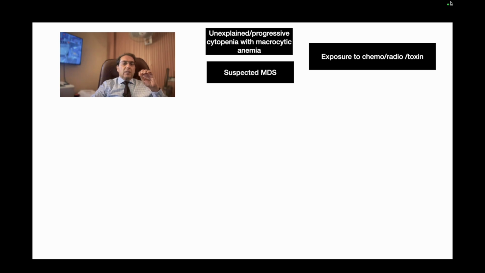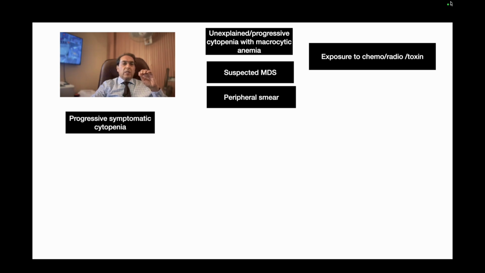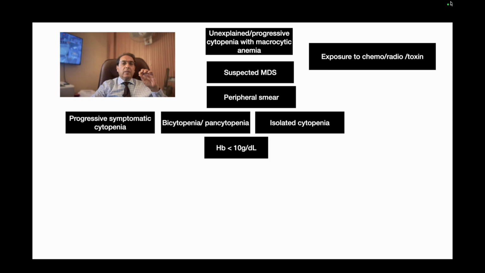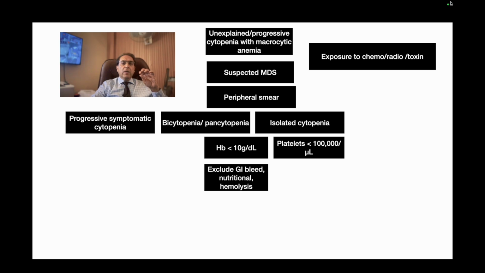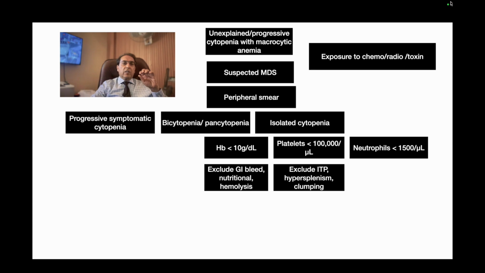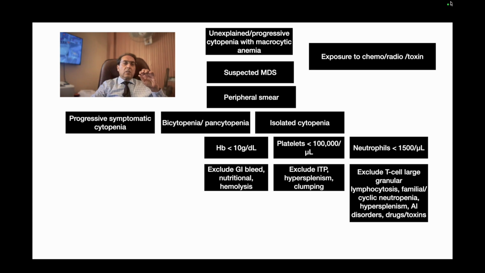And if you are suspecting that this is MDS, go for a peripheral smear. Patient may have progressive symptomatic cytopenias, they may be bicytopenia or pancytopenia, they may be isolated cytopenias like hemoglobin is low. If it is less than 10.0 gram per deciliter, exclude GI bleed, nutritional causes, hemolysis. If the platelet count is less than 100,000 per microliter, exclude ITP, hypersplenism, and clumping of the platelets. If the neutrophil count is less than 1500 per microliter, exclude T cell large granular lymphocytosis, familial or cyclic neutropenia, hypersplenism, autoimmune disorders, exposure to medication and toxins.